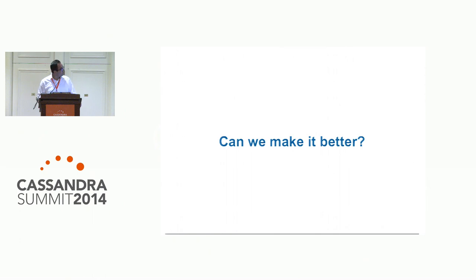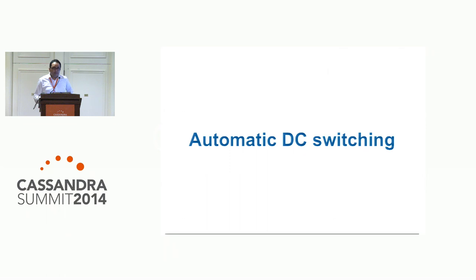So can we make it better? Yes, we can. What we did was make automatic DC switching a feature of the application. I'd just like to point out at this stage that we're still on Hector, and I think some of the new DataStax drivers have some of these features built in. But when we were initially creating Hippo, back in 2011, the only way we could do this was to implement a custom Hector plugin.